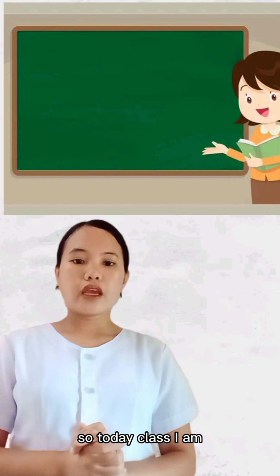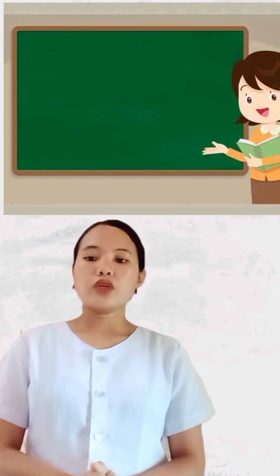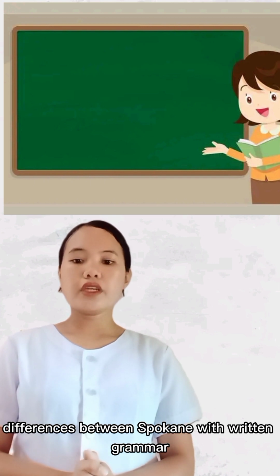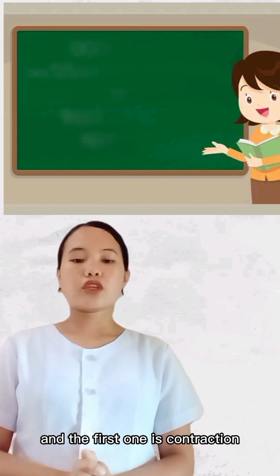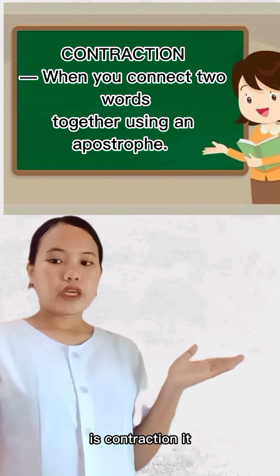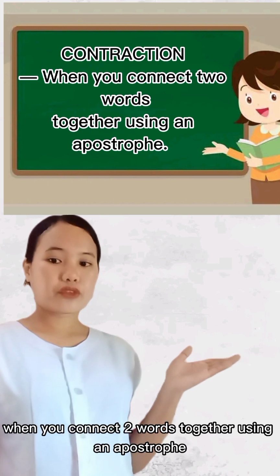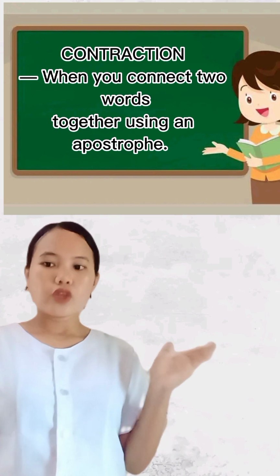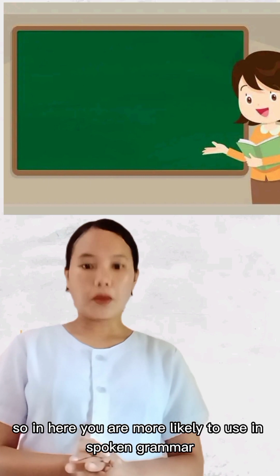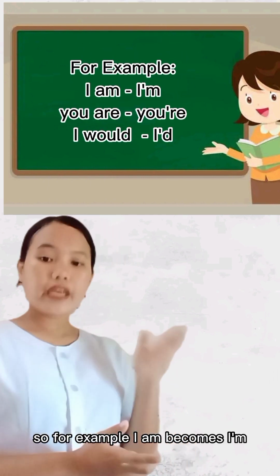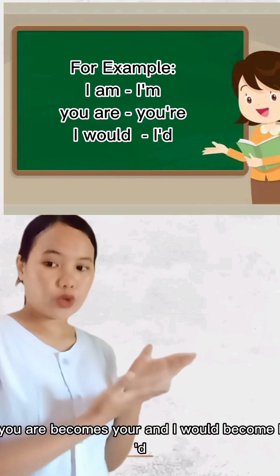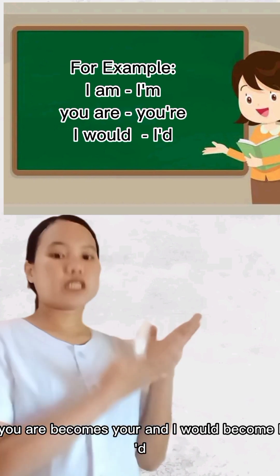So today class, I am going to show you the three differences between spoken and written grammar, and the first one is contraction. It is when you connect two words together using an apostrophe. So in here, you are more likely to use it in spoken grammar. So for example, I am becomes I'm, you are becomes you're, and I would becomes I'd.